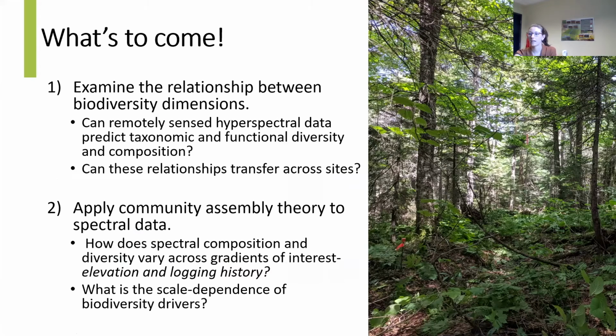Moving forward, we're going to examine the relationship between the biodiversity dimensions, so seeing how spectral diversity and composition relates to taxonomic and functional diversity and composition. And then using insights from these relationships between the biodiversity dimensions, we're going to apply community assembly theory to spectral data to further examine the environmental controls on the forest at Mont Mégantic.